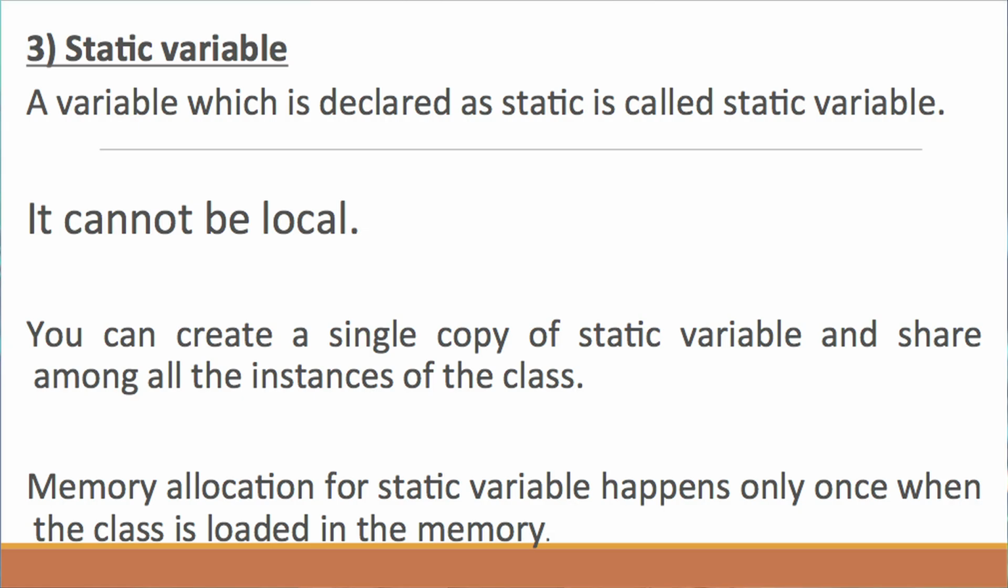Memory allocation of the static variable happens only once when the class is loaded in the memory. So all the time we cannot initialize the static variable, while in case of the instance variable we can initialize them many times. So this is the major difference.